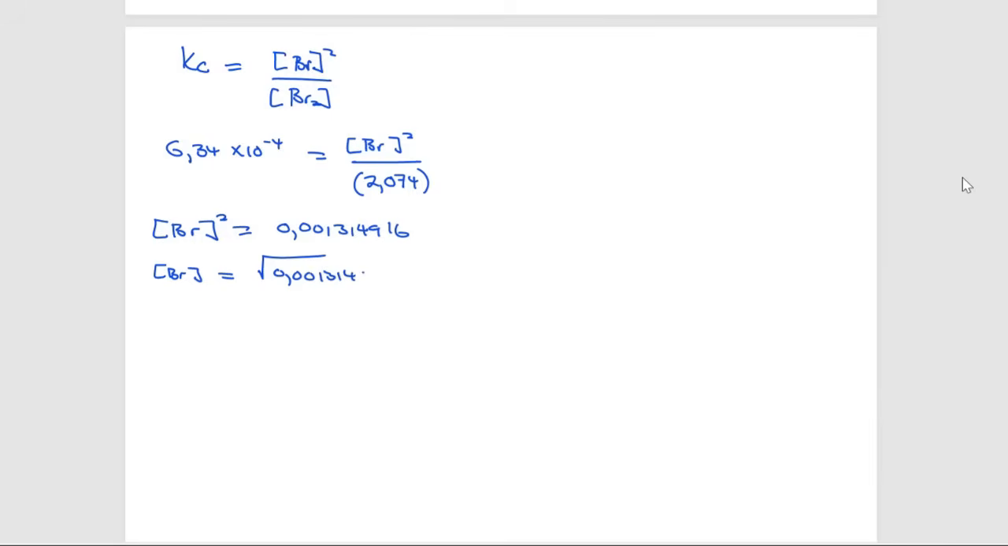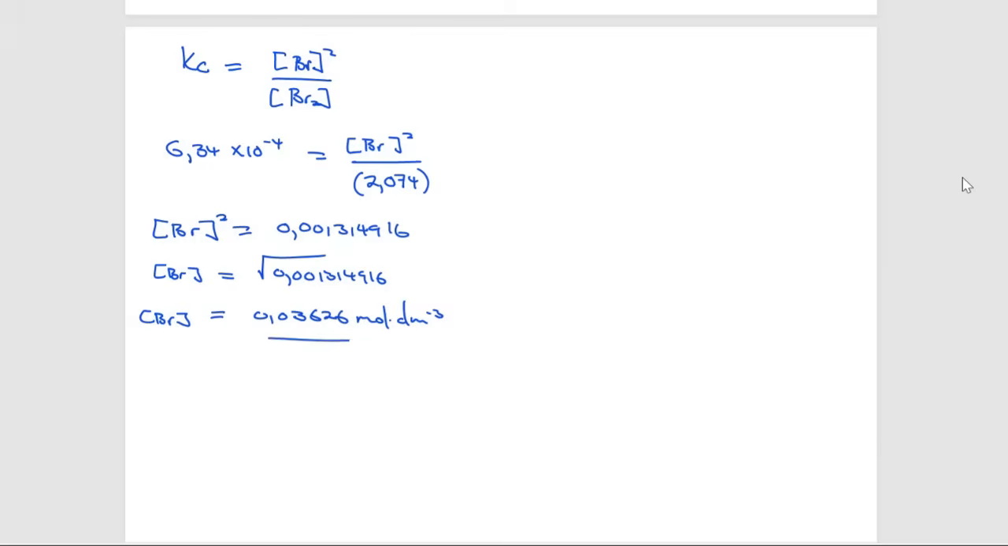0,00131 4916. So if we were to do our math there, we're going to get the concentration of Br as a value of 0,03626, then its concentration, so I'm going to say mole per dm cube.